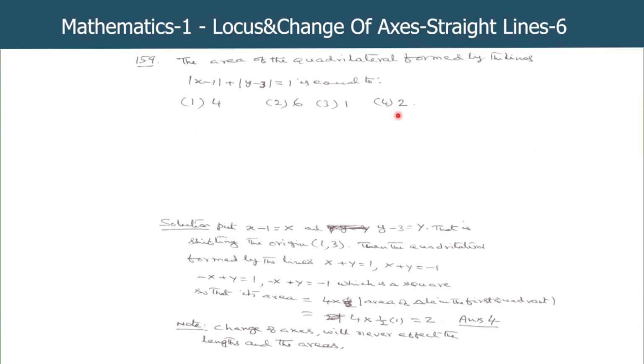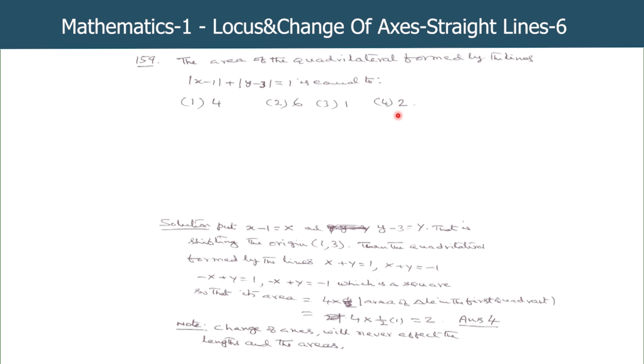So here, by shifting the origin to the point 1, 3, the equation becomes mod x plus mod y is equal to 1, and you know that mod x plus mod y is equal to 1 represents 4 lines, namely x plus y equal to 1, minus x plus y is equal to 1, x minus y is equal to 1, and x plus y is equal to minus 1, which form a rhombus but a square.